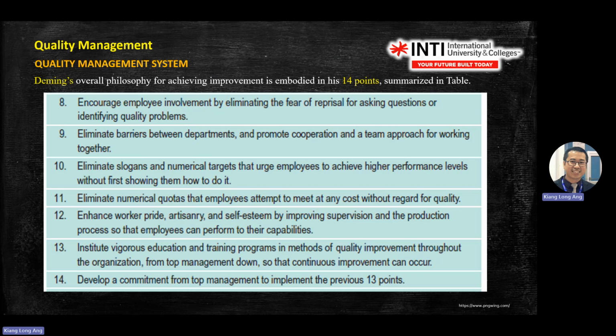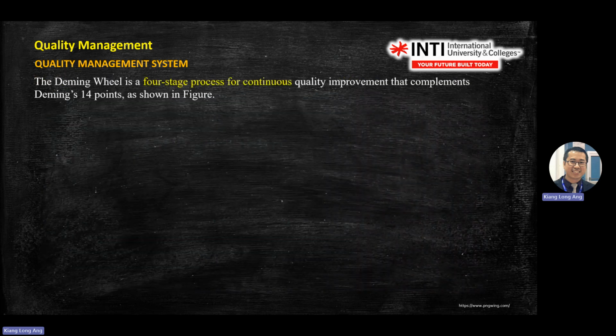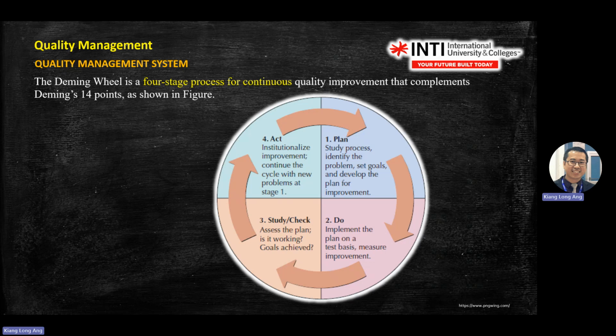Then this one is organization on the training programs. This one is commitment from the management. Okay, you need management to make changes. So these are the 14 points from Deming. So that means it gives you the 4 stages of process for continuous quality improvement.